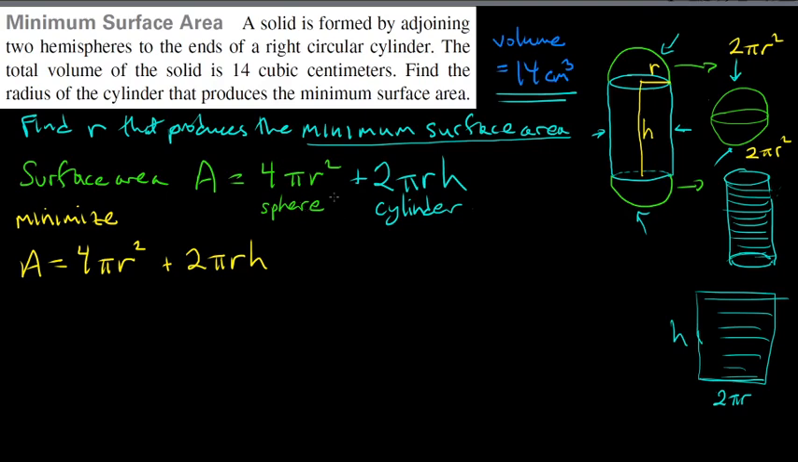We simply have to find a secondary equation. So again, this is our primary equation. Now we need a secondary equation, which is a relationship between r and h. So what's the relationship between r and h?